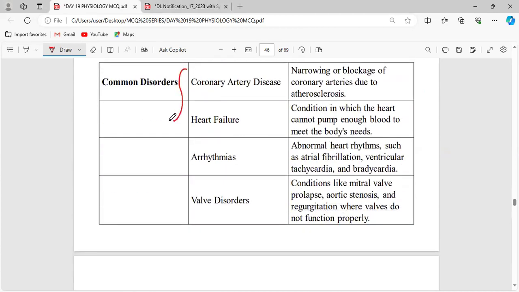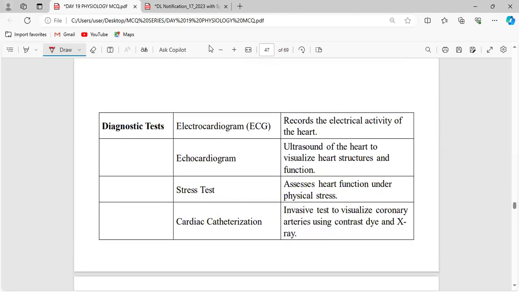Now, what are all the disorders related to the heart? Coronary heart disease: if the coronary artery gets blocked because a lot of cholesterol accumulates in it, it results in atherosclerosis. Then heart failure and arrhythmias. These are all heart disorders. Valve disorders: if there is any block in any of these valves, it results in valve disorders.